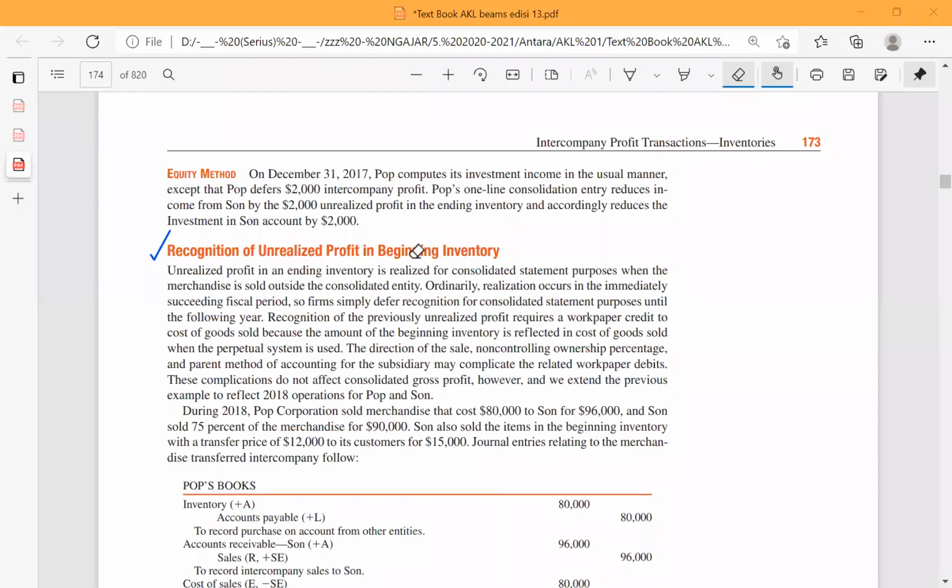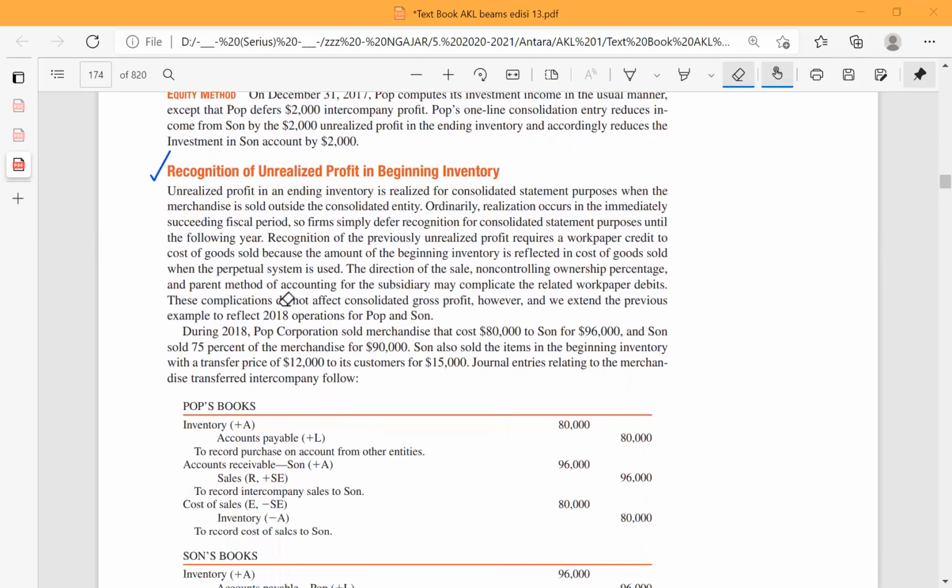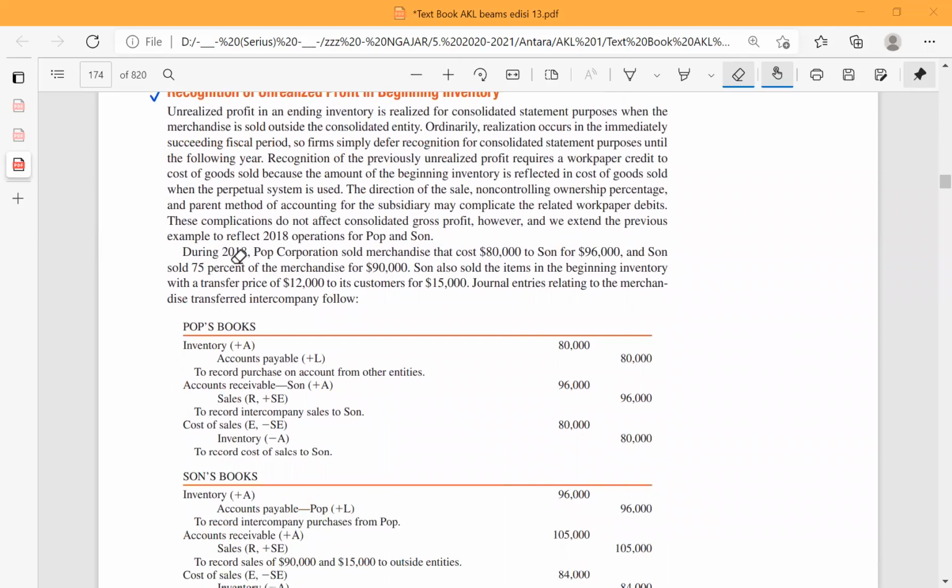So let's continue to the third journal entry, where we have to recognize the unrealized profit in the beginning inventory. So actually this is continuing the previous journal entries, where we could not recognize any unrealized profit in ending inventory. But when finally this unsold inventory is sold in the next period, we finally have to recognize that unrealized profit. So okay, let's continue the story. So this is what happened during 2018.